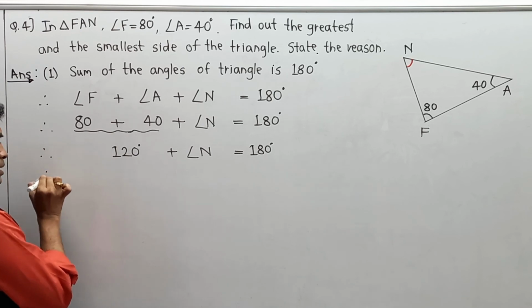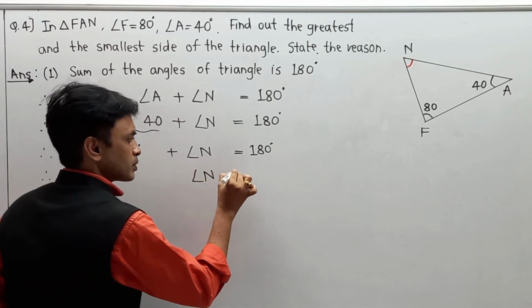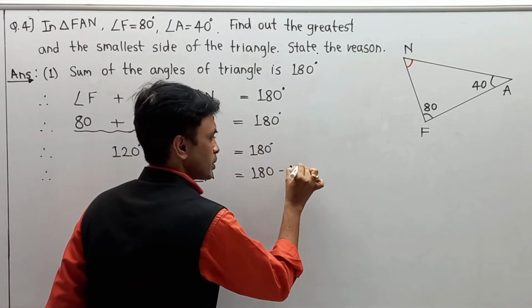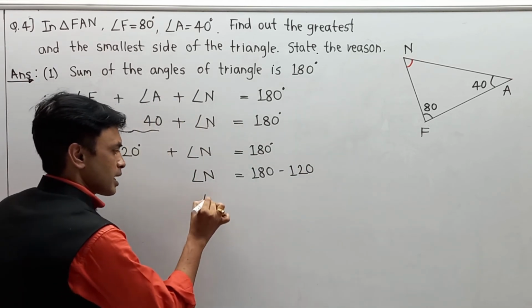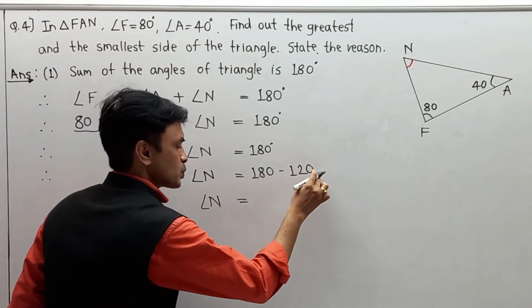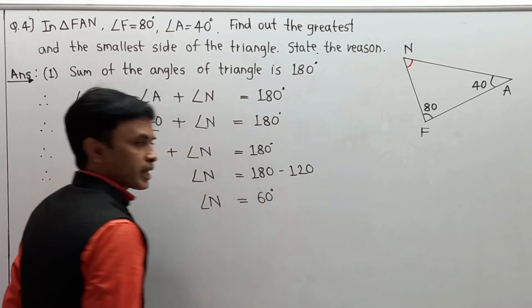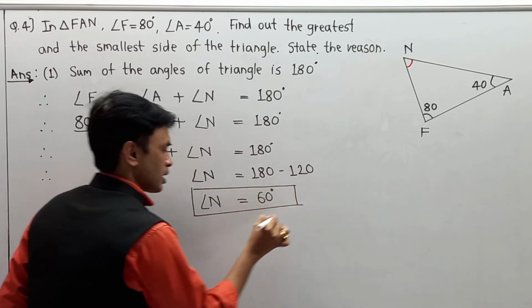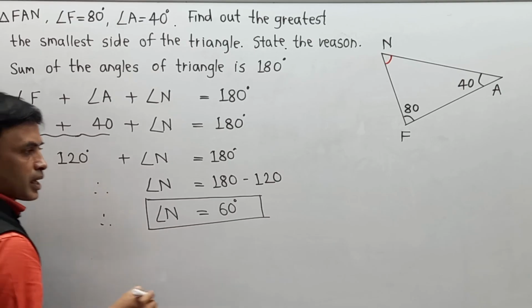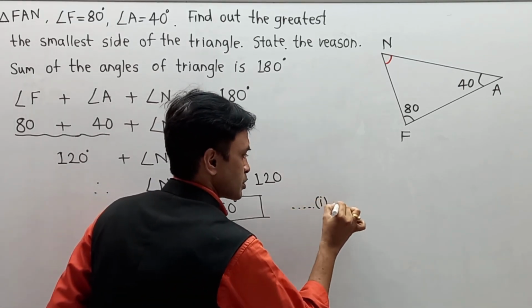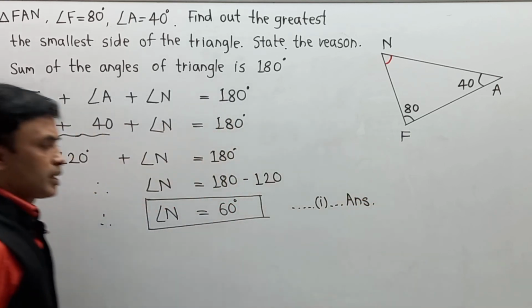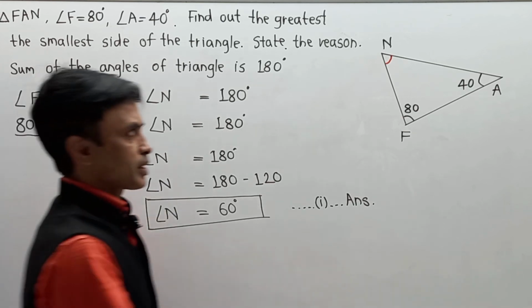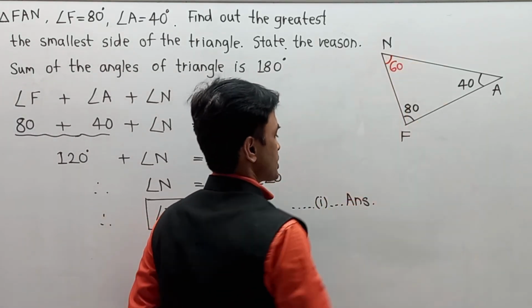Therefore angle N is equal to 180, and shifting 120 to that side as minus 120. So angle N is equal to 180 minus 120, that becomes 60 degrees. And this is our first answer, so I am going to make a box around this and give it as answer equation 1. Now we are able to find the value of angle N. Now I indicate the same in the diagram. So here the value of angle N becomes 60 degrees.